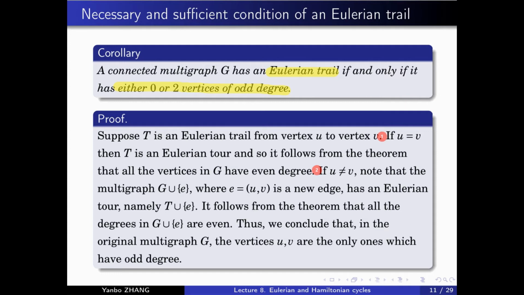So the proof has two cases. If U equals V, then it follows directly from the theorem. If U is not equal to V, then we can add an edge UV to the Eulerian trail. Then the Eulerian trail becomes an Eulerian tour.